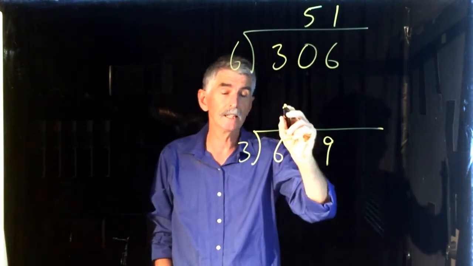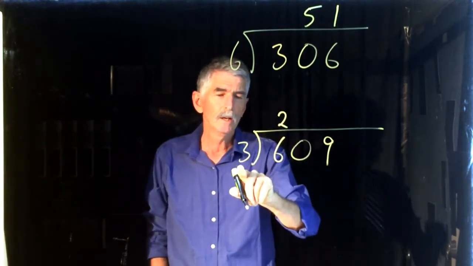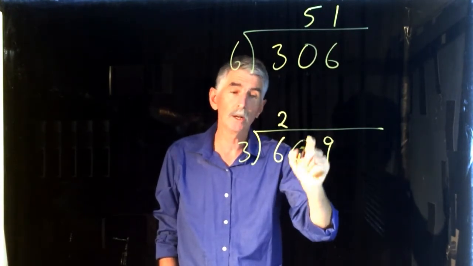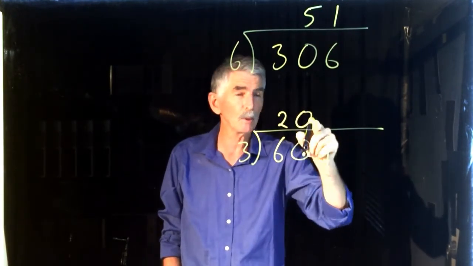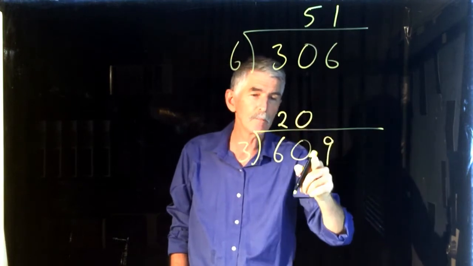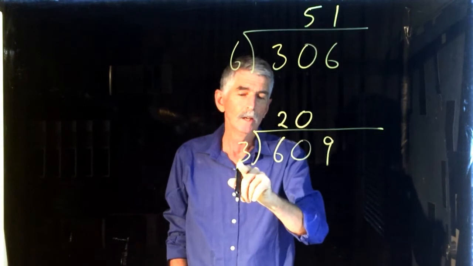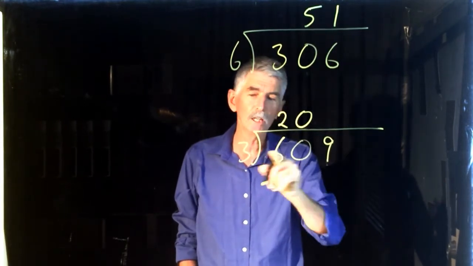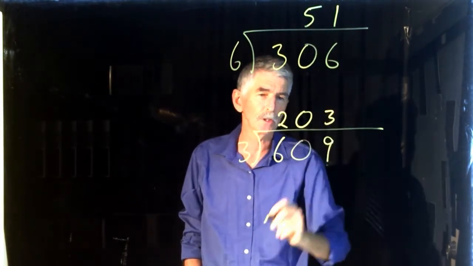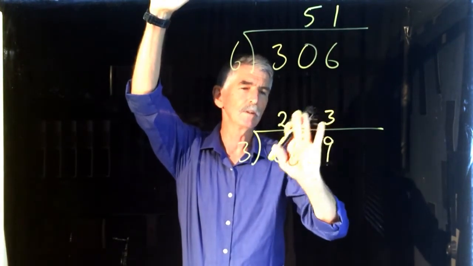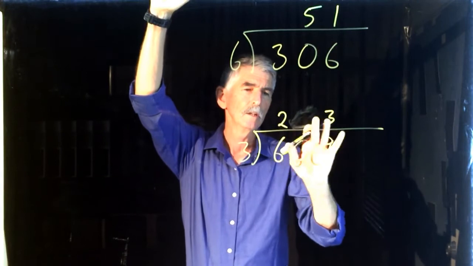3 into 6, and the answer is going to be 2. Now I've got a 0 here. 3 goes into 0 no times, and I have to place the 0 directly above this because that tells me that there's nothing in that column. Then I divide 9 over here by 3, and the answer is going to be 3. Now if I didn't have that 0 there, the answer would be 23.